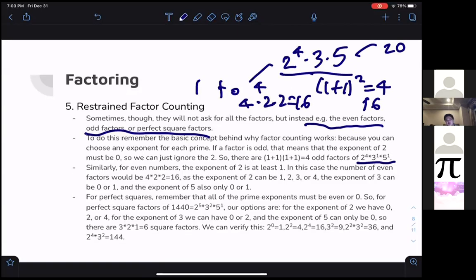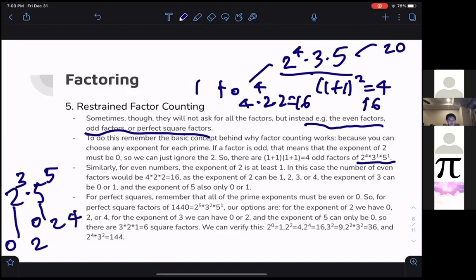Perfect square factors: as we said, the exponents in perfect squares must be even. So instead of counting how many total choices, we count how many even choices we have. Let's take a different example, 2 cubed times 5 to the 5th. What can this exponent be to make it a perfect square? 0 or 2. What can this be? 0, 2, or 4. So our answer should be 2 times 3, which is equal to 6. All right, I hope that makes sense to everybody, why this works to count all these factors.